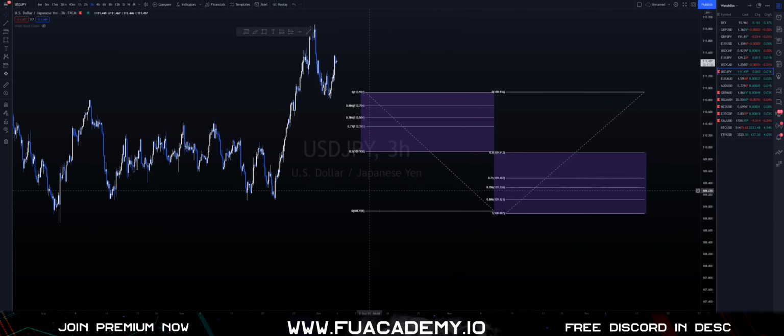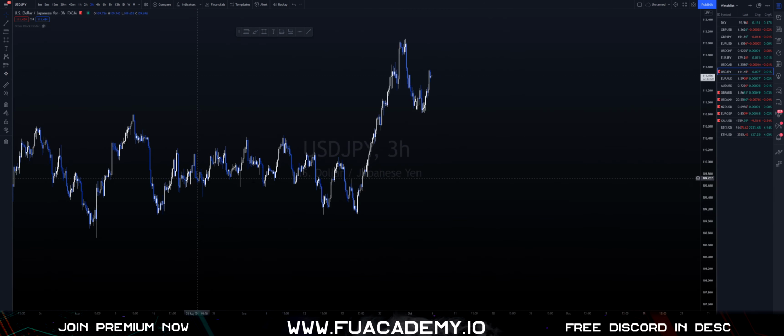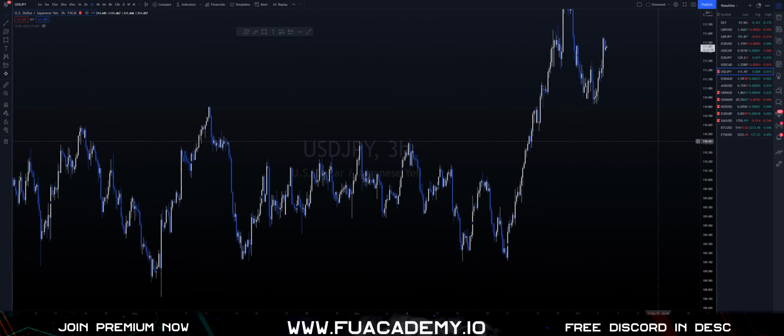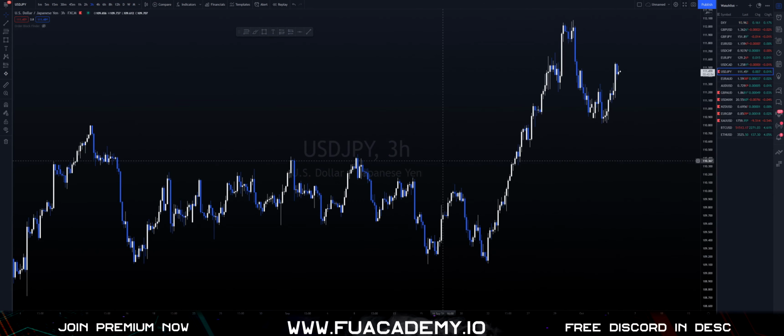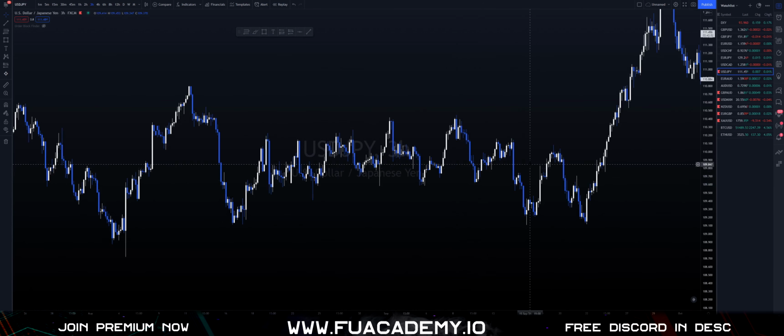Now, how do we draw the fib? Drawing the fib is very simple. First of all, you have to determine what trading range you are trading. Are you trading the longer term trend? Are you trading the shorter term trend, etc.?